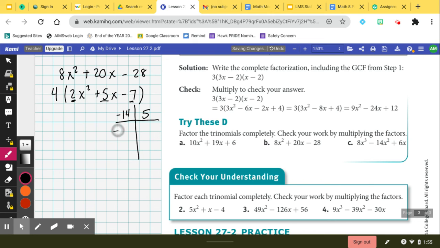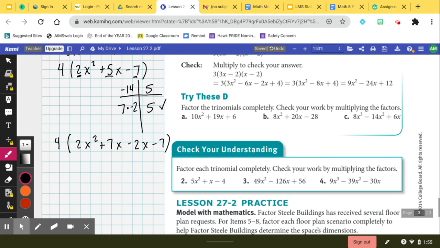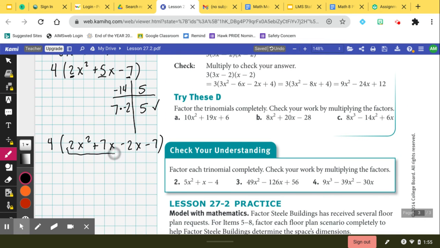So what about positive 7 times negative 2? That adds together to be 5. So that's what I'm going to break that middle term into. I still have the 4. So then I have 2x squared plus 7x minus 2x minus 7. Factoring out the greatest common factor from the first half and then the second half. I can factor out the x from the first half. That leaves me with 2x plus 7. And I can factor out negative 1 to make that a plus 7 and positive 2x, so minus 1.